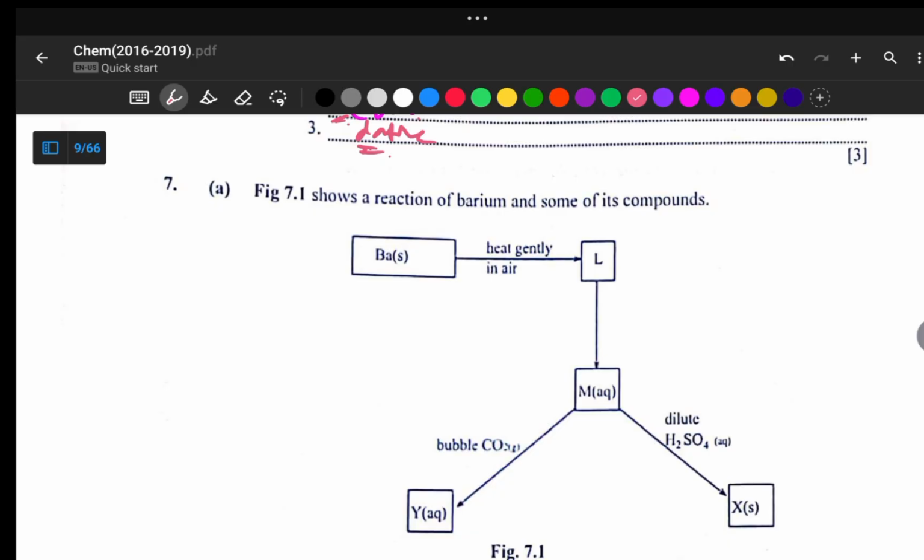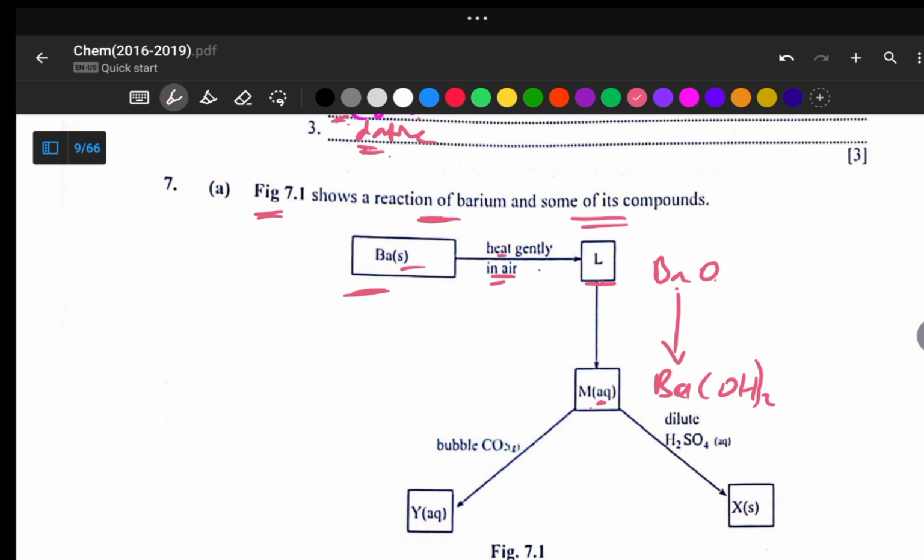Number 7 says fig 7.1 shows the reaction of barium and some of its compounds. So we are having barium here, and then heat gently in air to have L. So barium plus A, we are simply going to have barium oxide. And then from L to M, we have aqueous here. So meaning to say this is the hydration of barium oxide to give barium hydroxide. Are we together? So these are the chemical formulas.